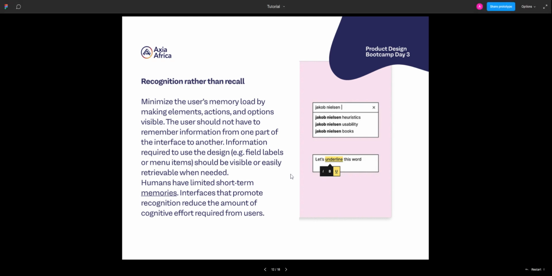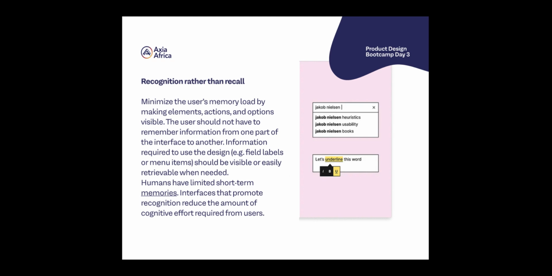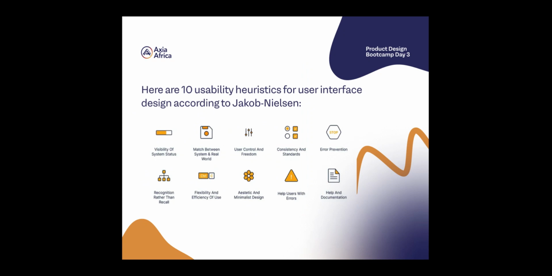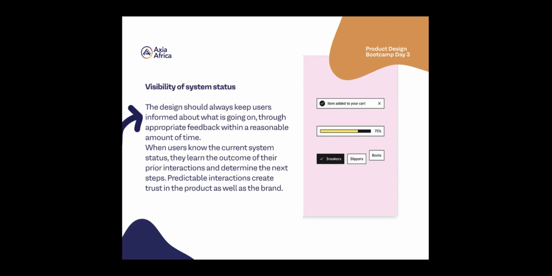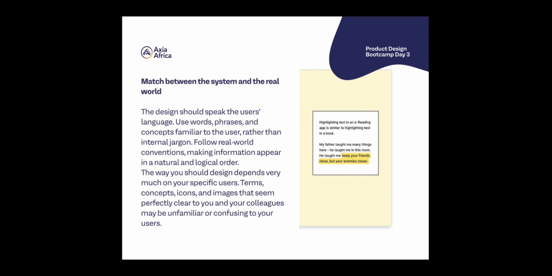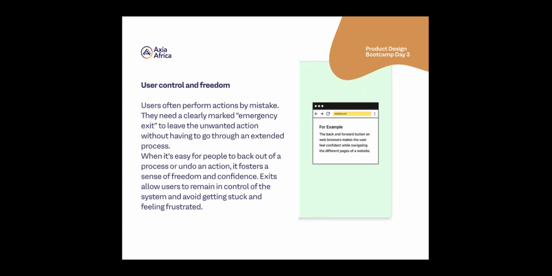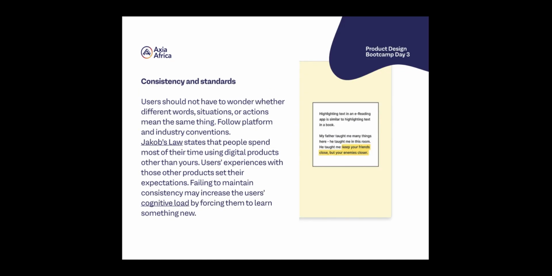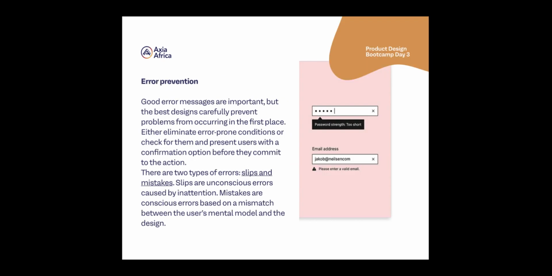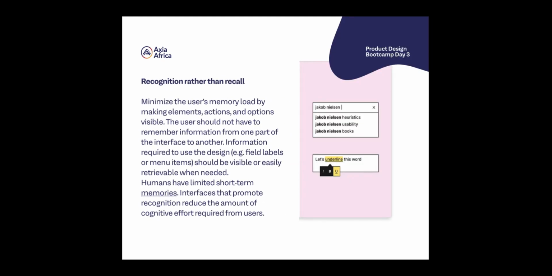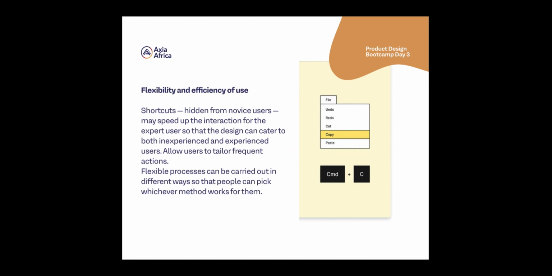All right. Now, let me recap again. I really want us to get it. Visibility of system status, match between the system and the real world, user control and freedom, consistency and standards, error prevention, recognition rather than recall. The next one is flexibility and efficiency of use.